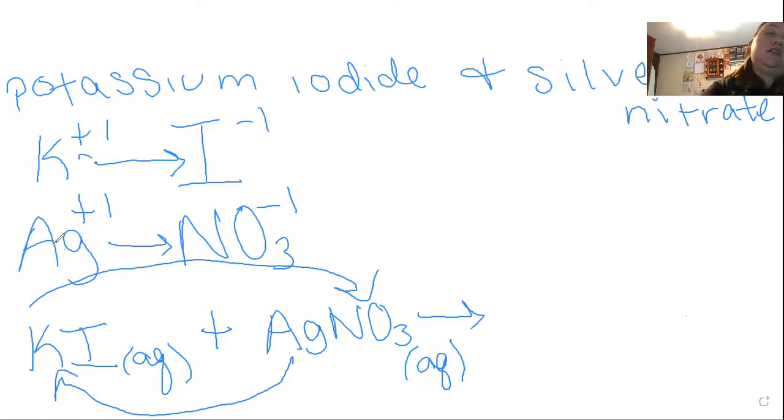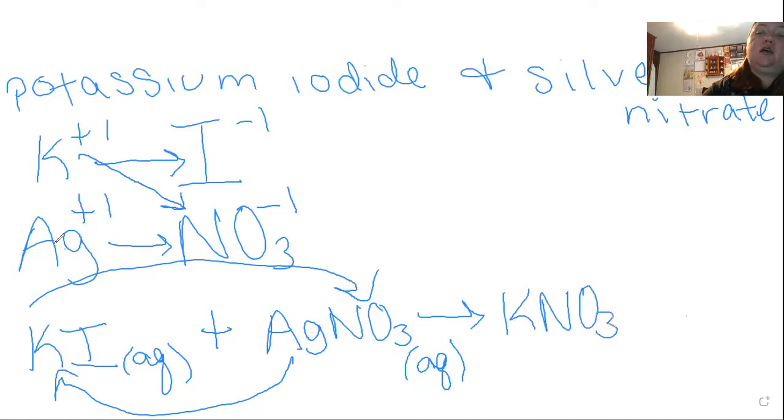Now, if you use your foursquare, though, you can just diagonally go across and balance your charges. So potassium is going to be with the nitrate, that is going to be KNO3. And then the silver is going to be with the iodide to go diagonally across. And so Ag +1 and I -1 is going to be AgI.